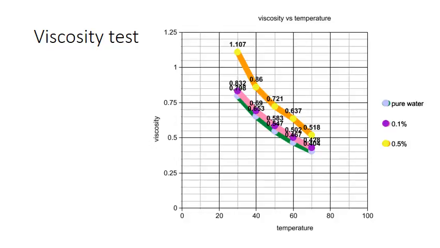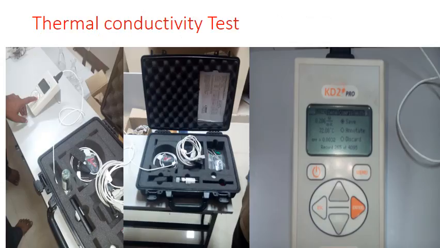This is the viscosity result we have got, and we have prepared the graph based on that. As you can see, as the particle concentration is increased in water, the viscosity is also increased. This is the apparatus used for the thermal conductivity test. This is the KD2 probe instrument, which is used to determine the thermal conductivity of the nanofluid.